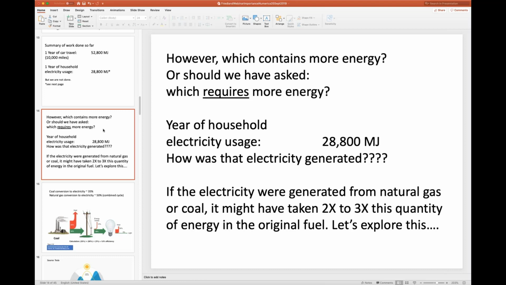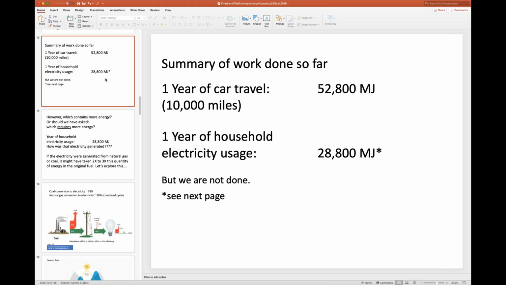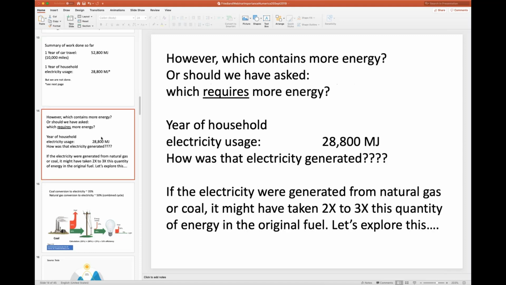It depends on how that electricity was generated. And if it was generated from the grid in the United States, then the answer is absolutely no, you're not done, and no, the car does not use more. So a rule of thumb is that if you generate your electricity with natural gas, it might take double the energy content of natural gas to get this much electricity.